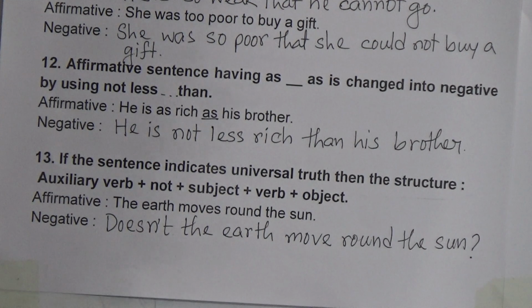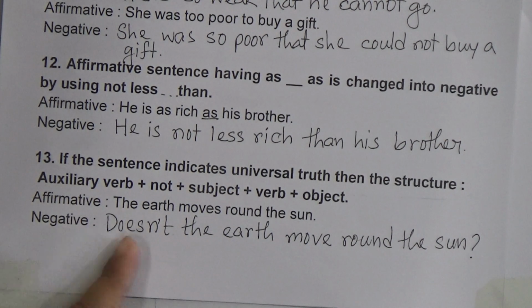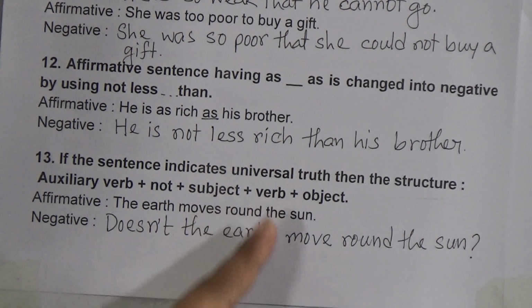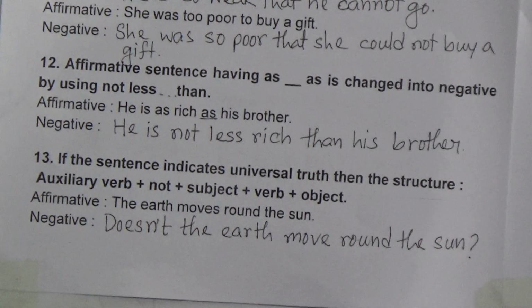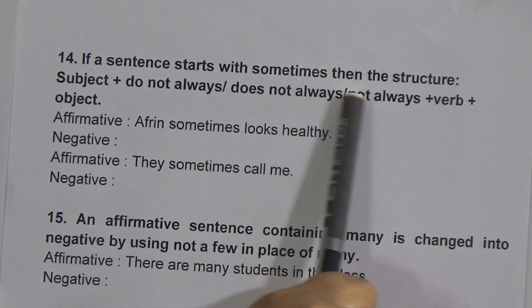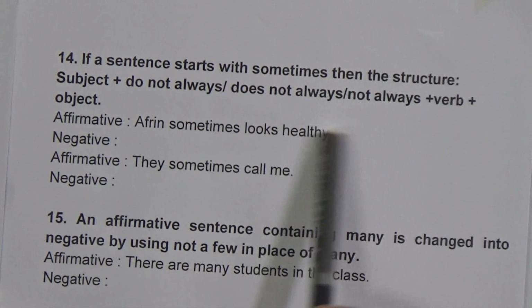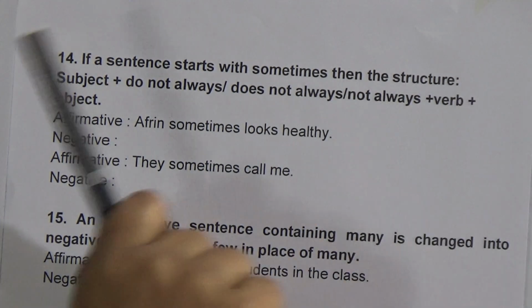So if you find a sentence, if the affirmative sentence expresses the universal truth, you will make it negative in this way. At first you will write auxiliary verb, then there will be a not, and now you will write the subject, then the main verb, and then the object. Okay. Now we will go to rule number 14. If a sentence starts with sometimes, then the structure will be, now look, subject plus do not always or does not always, according to the tense, and then there will be the verb plus object.